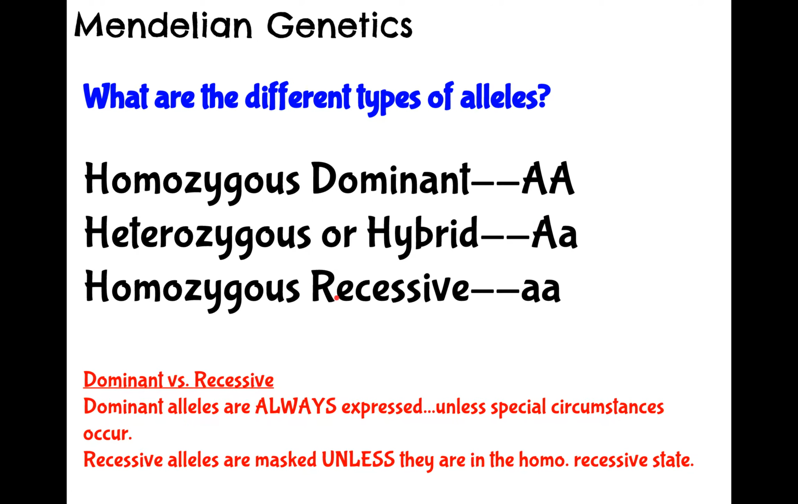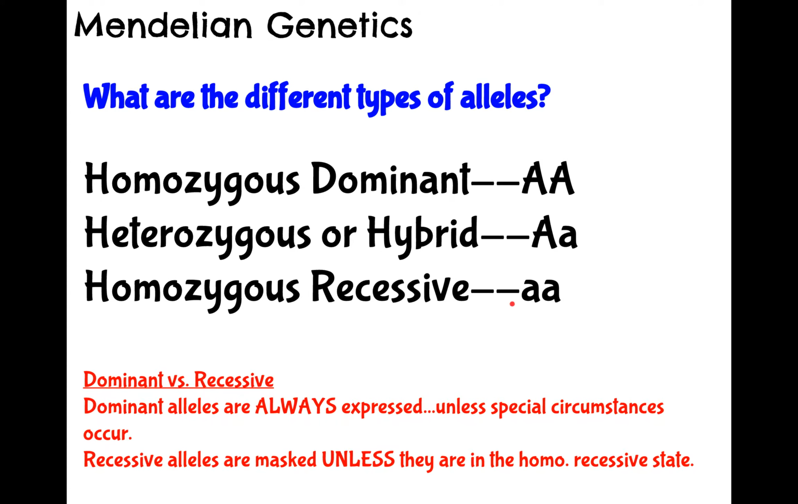Then we have homozygous recessive. Homo meaning same, zygous meaning offspring, and recessive meaning it is lowercase. So here, that's what we have here. So notice the notes at the bottom. Dominant alleles are always expressed unless under special circumstances, and we'll learn those special circumstances later within the unit. And we have recessive alleles are always masked unless they're in the homozygous recessive state.